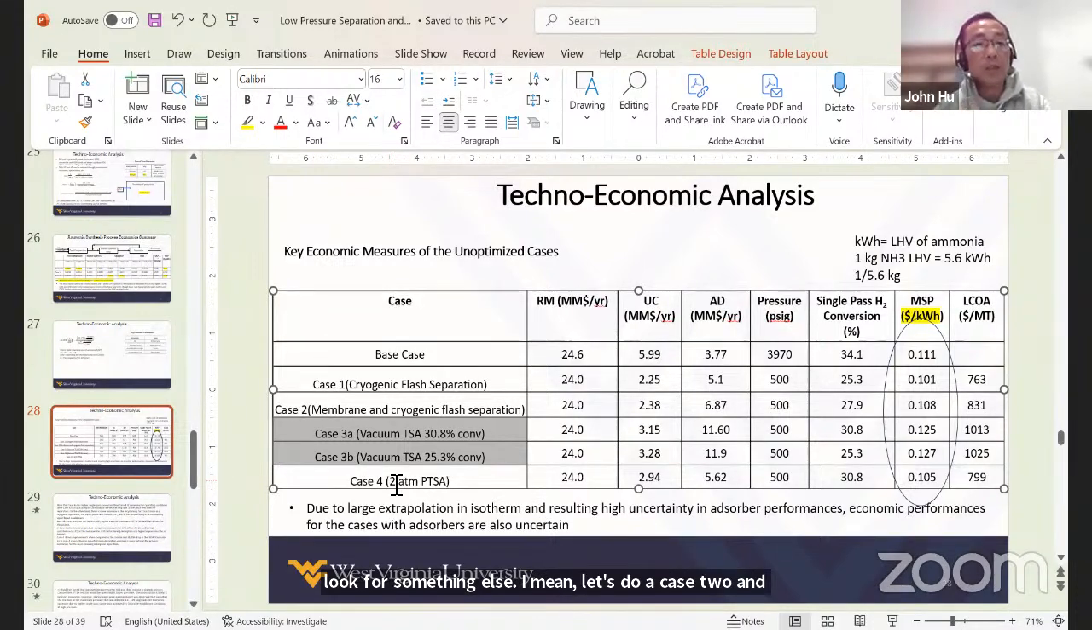So that's where the R&D, research and development investment, is supposed to go. Okay. Does anybody have any questions at this point?